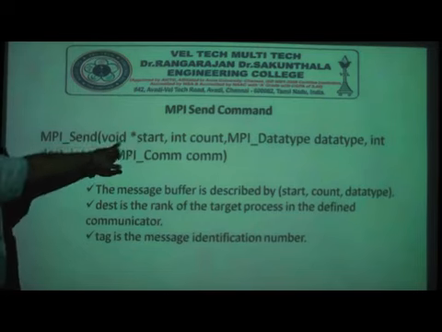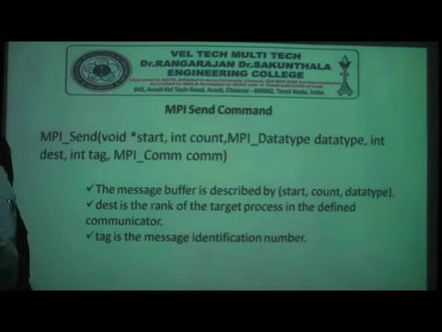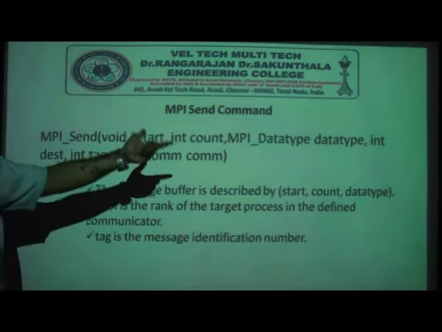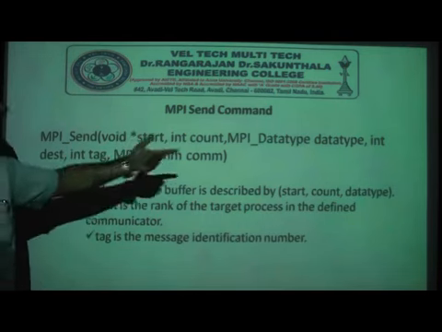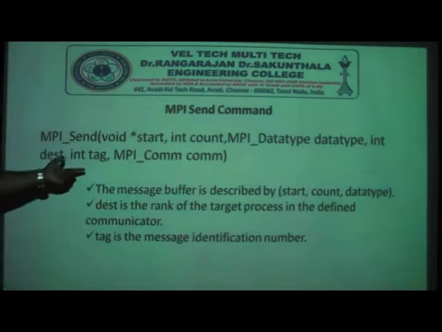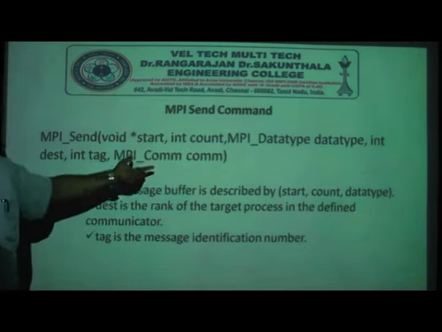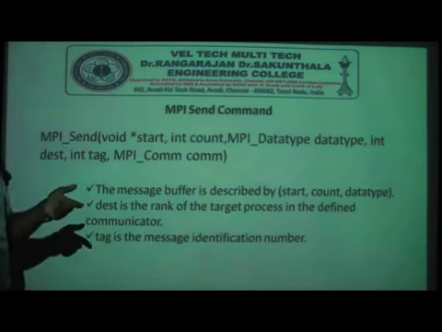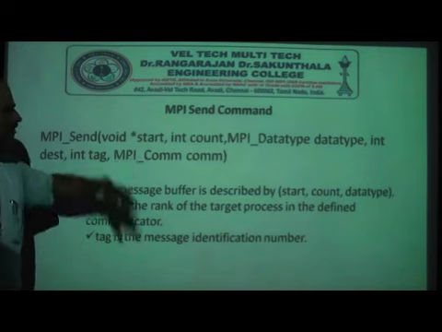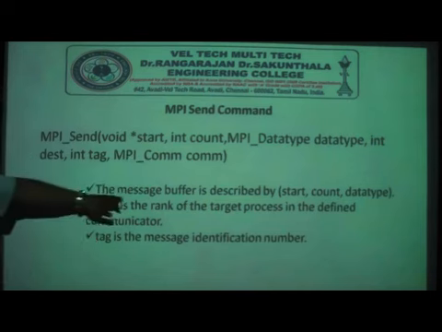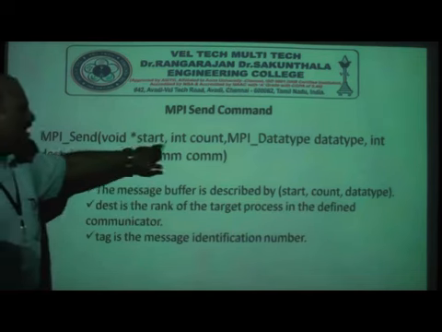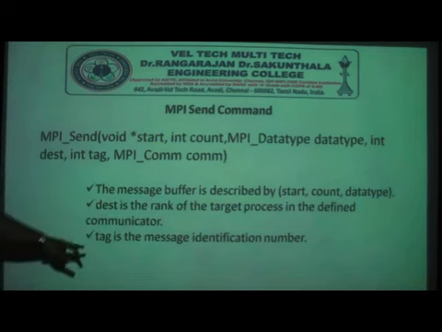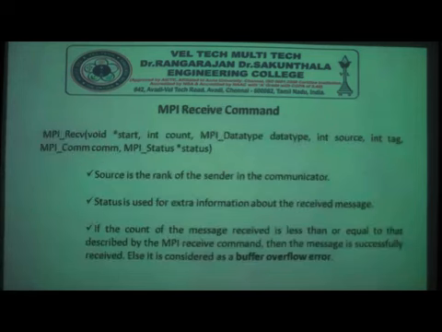The first one is start. Void start is the message you want to send. Then integer count is the number of messages. Then the data type used inside your data. Then destination address, tag value, and then the communication you want to involve. Already I said the communication is categorized into 2 types, collective communication and point-to-point communication, depending on which communication you want to use. So the message buffer is described by start, count and data type, the destination is the rank of the target process, and the tag is the message identification number.